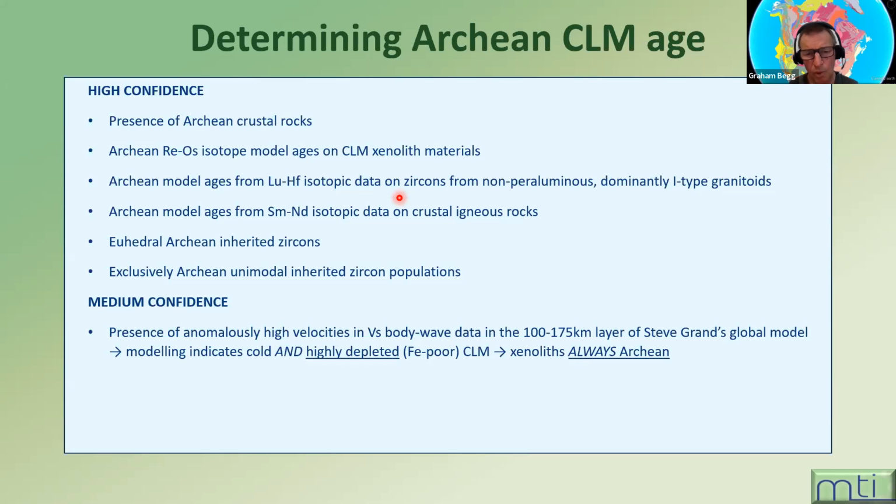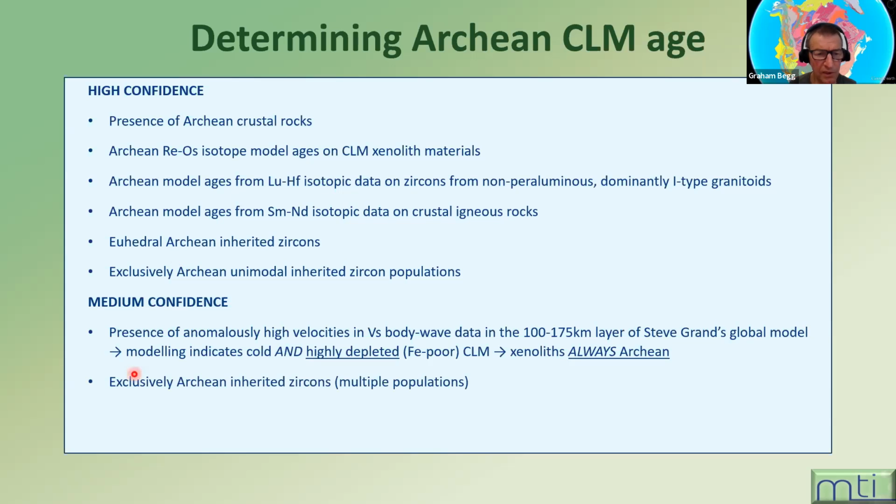And what we find is that the higher velocity areas in this data are only explicable by highly depleted compositions. So in other words, very iron-poor lithospheric mantle. And every time that we've dated that mantle from mantle xenoliths, it's always Archean, and in fact, generally more than 3 billion years old. So the high velocity is a very good proxy.